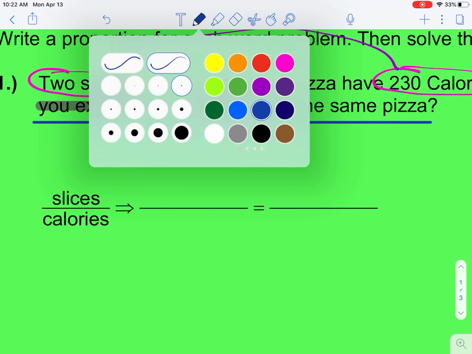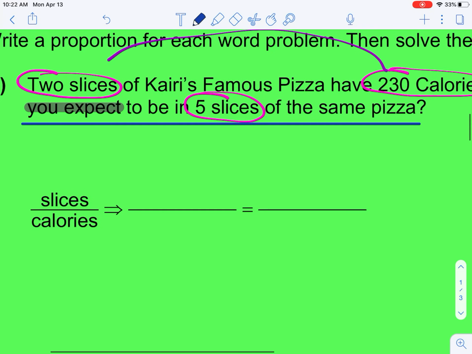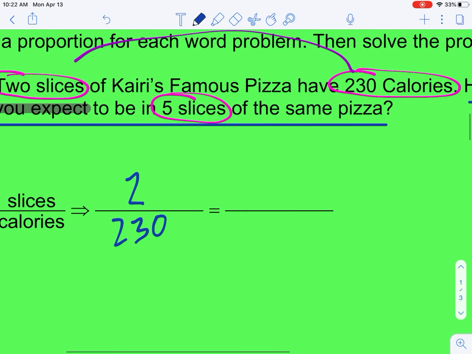And I've already written that I'm going to put slices on the top and calories on the bottom. So I know that it's 2 slices for 230 calories. Now I want to know how many calories are in 5 slices of pizza. Well, since I have slices on the top right here and the 2 is also on the top, that means I have to put the 5 on the top. If I put the 5 on the bottom, I'm not going to get the right answer. Okay, they have to stay organized. Slices on the top, calories on the bottom.